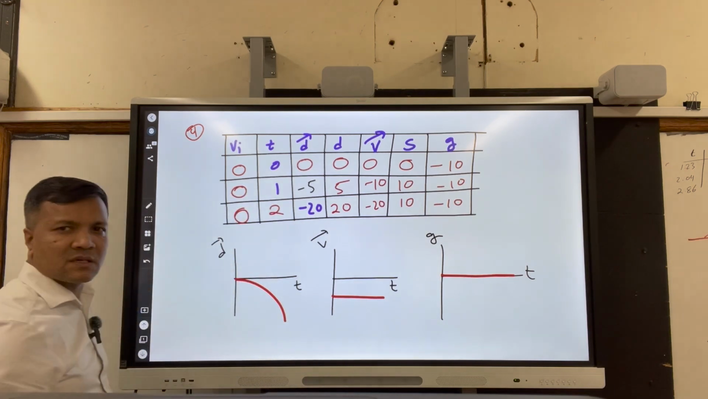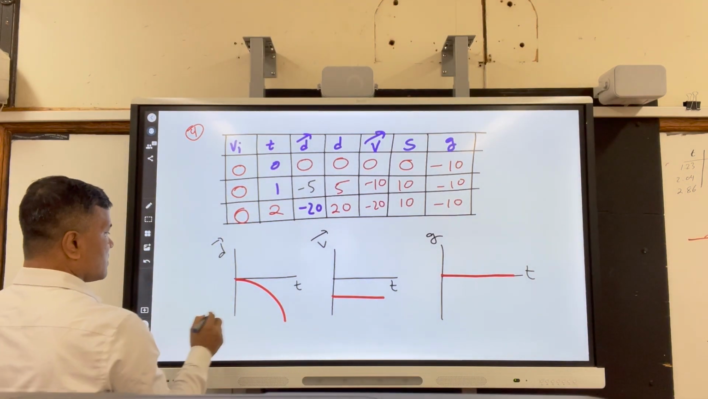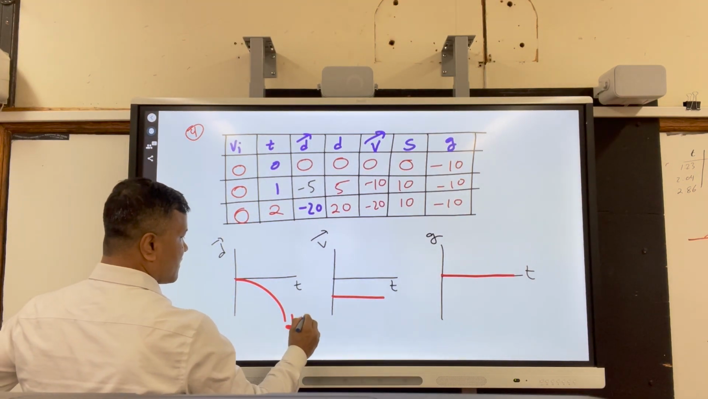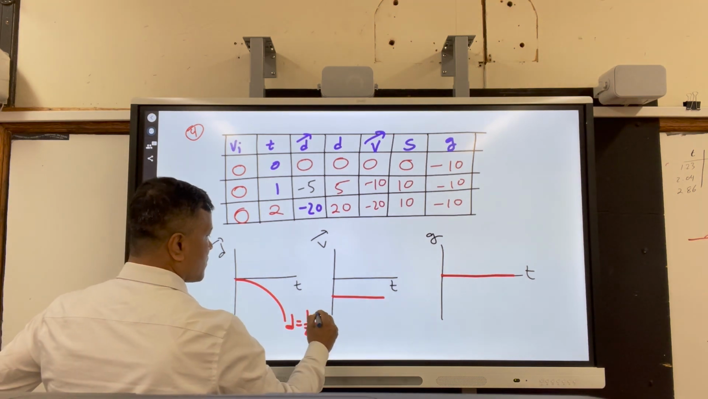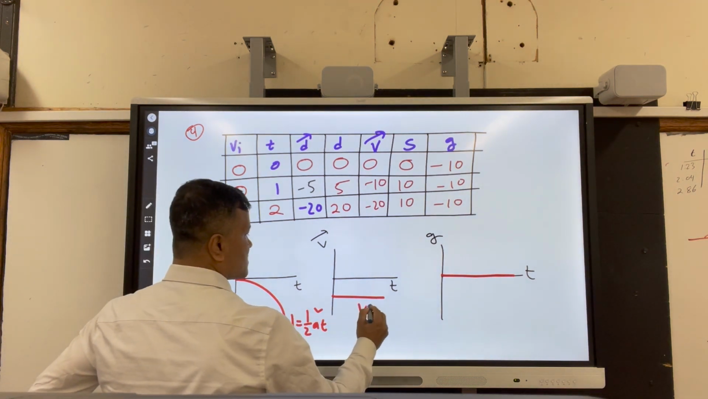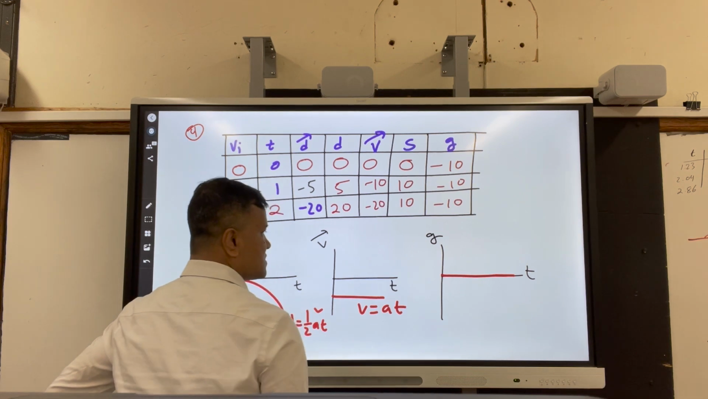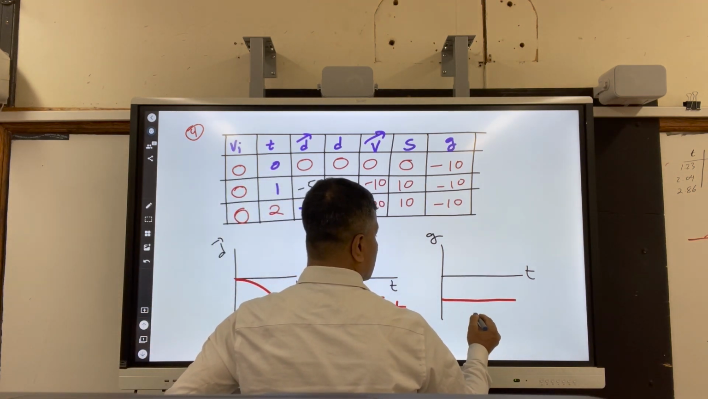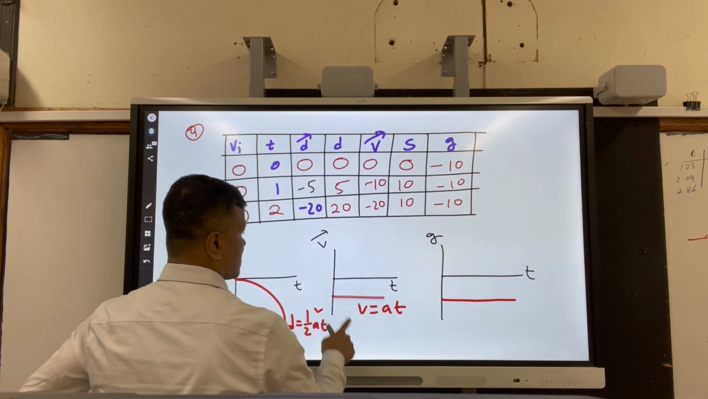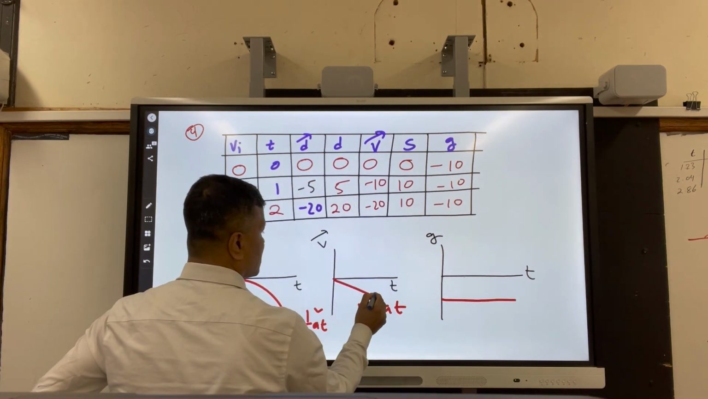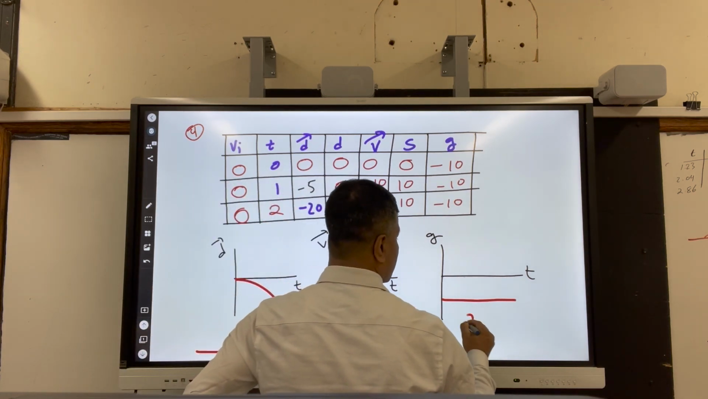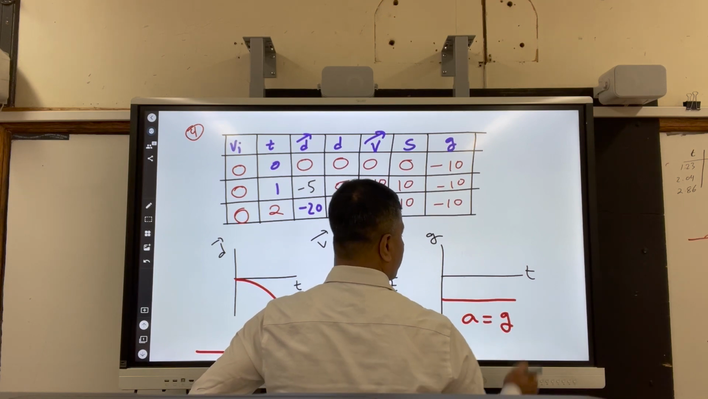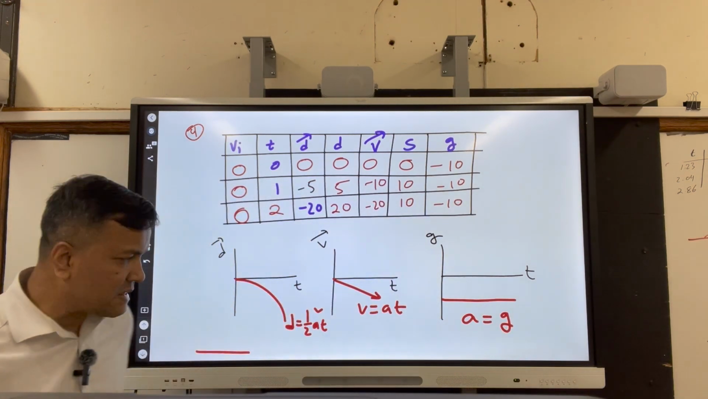Okay, that's it. All right. So what is this one? This one is d is equal to half at squared. What is this one? This one, v is equal to at. What is this one? Acceleration is g. And what is this one? Acceleration is g. Okay, so that's it.